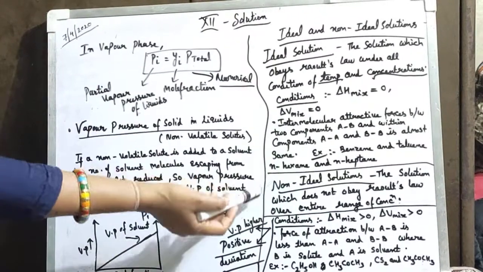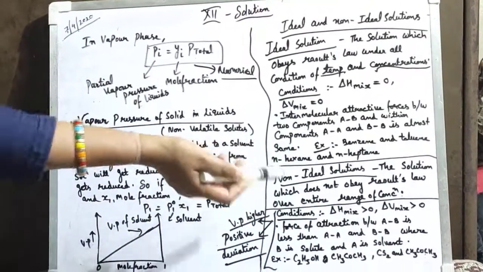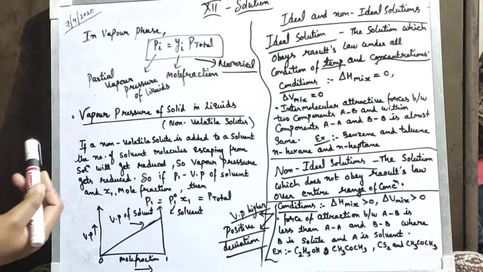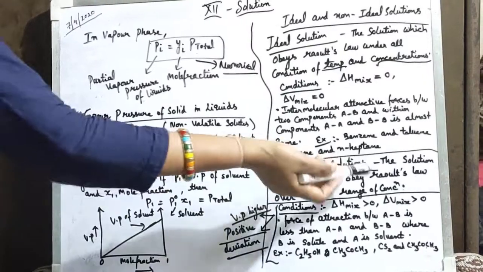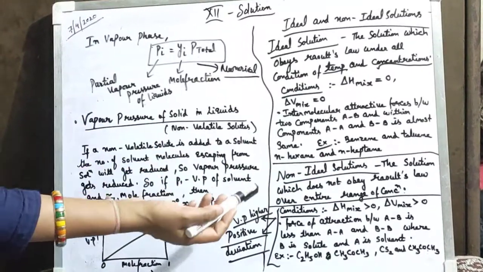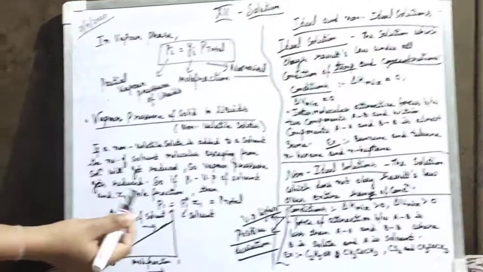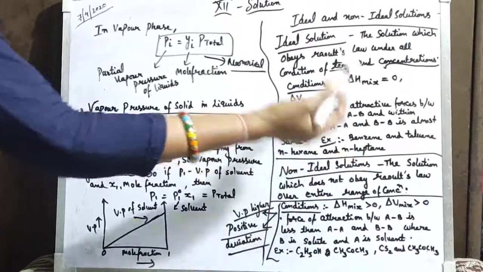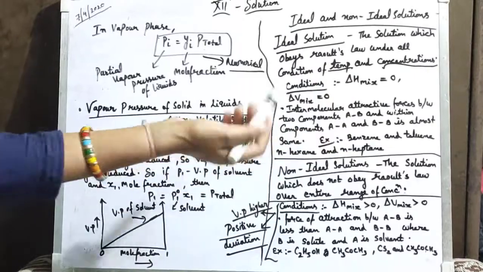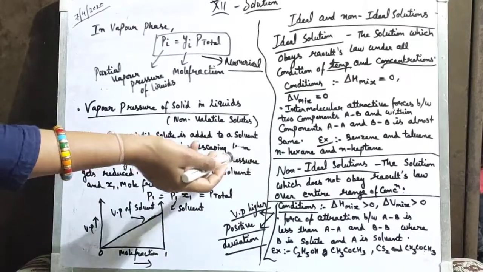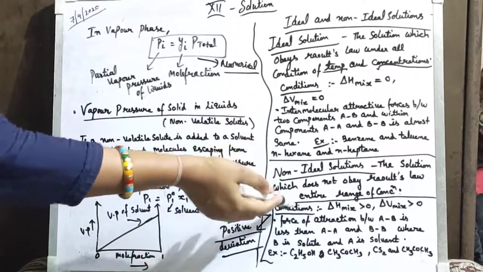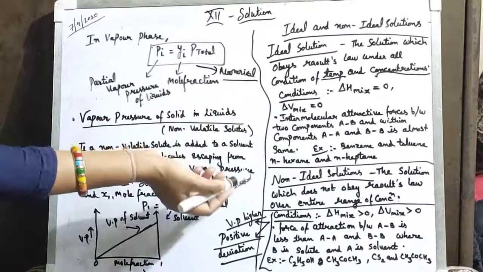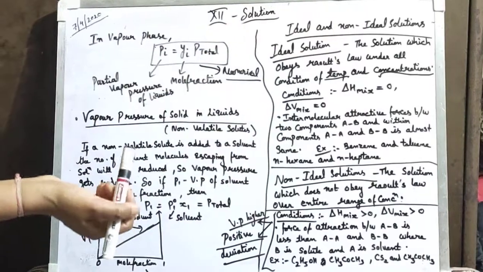Now next is non-ideal solution. By the term non-ideal, it means which is somewhere not perfect with respect to Raoult's law. That is, which does not obey Raoult's law. Those solutions will come under non-ideal, and the condition is over the entire range of concentration. You cannot write that those which do not obey Raoult's law are non-ideal. You cannot say like that. It has to be explained with respect to the concentration. So that's why these definitions are to be written with respect to concentration.